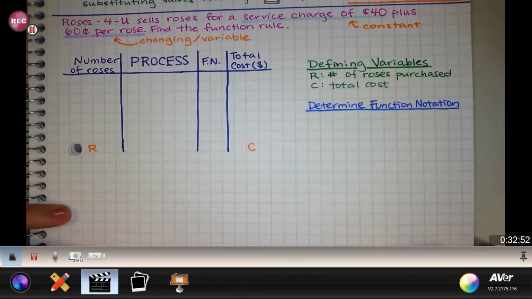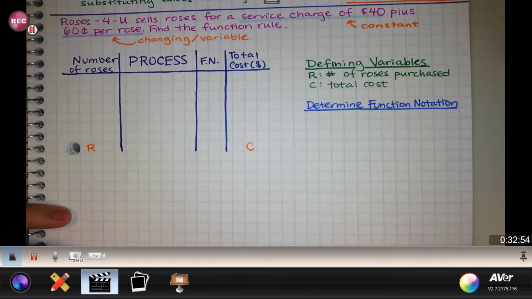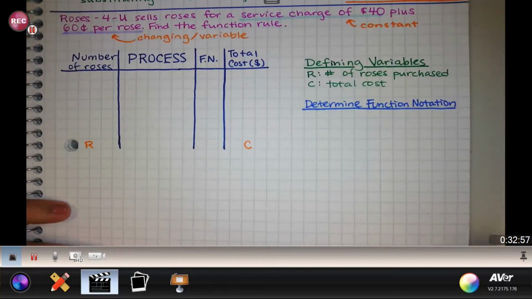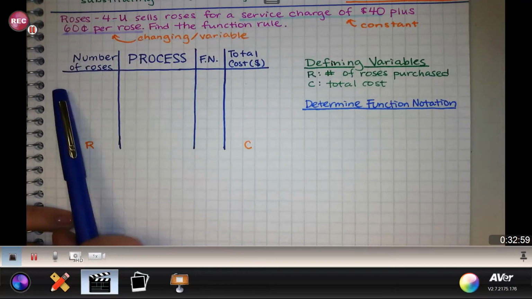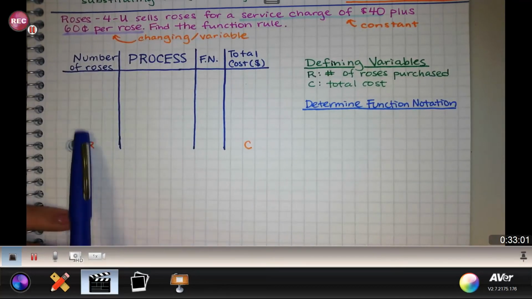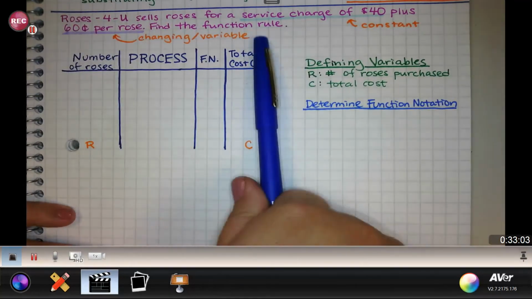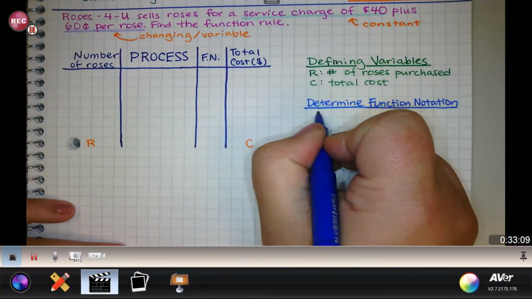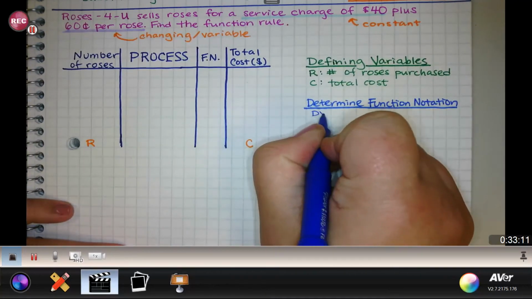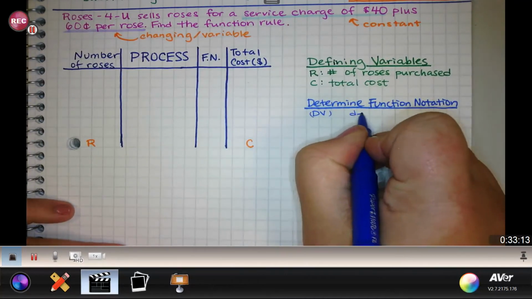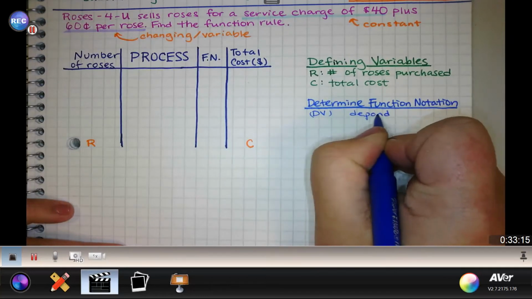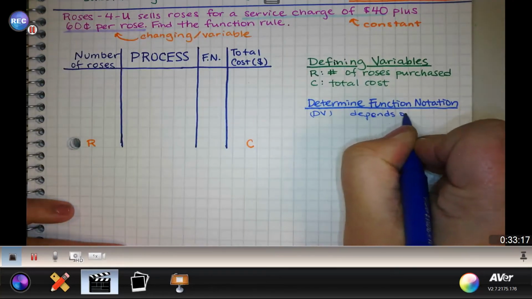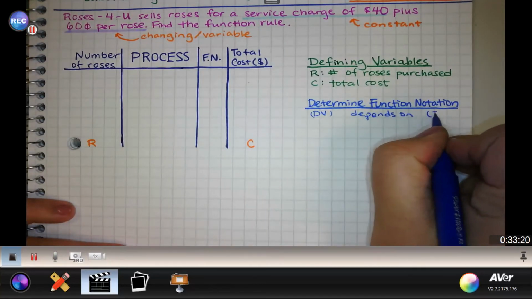So here is the dealio. I know the independent and dependent variables, right? Because they are in my table. The independent variable always comes first. The dependent variable always comes second. Easy peasy lemon squeezy. Okay, so I'm going to write a dependency statement. And remember, a dependency statement is that the DV depends on the IV, which comes second.